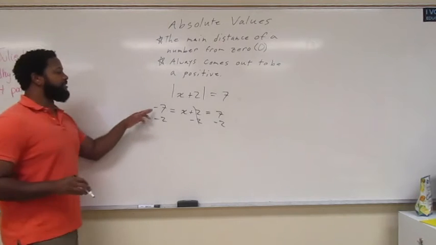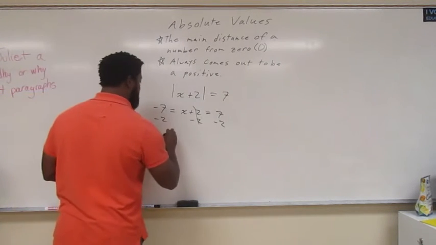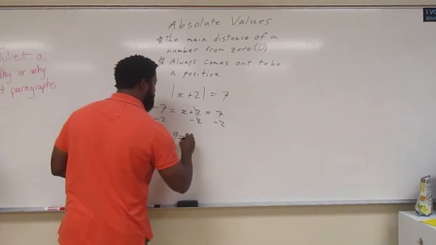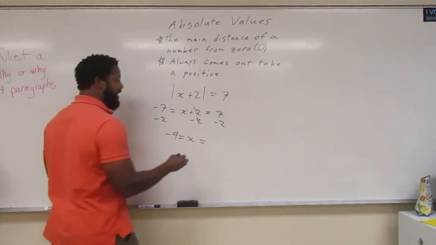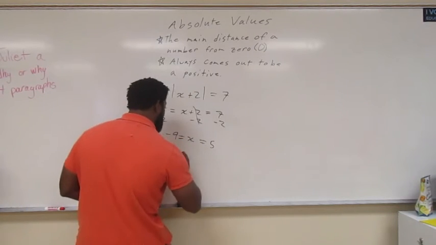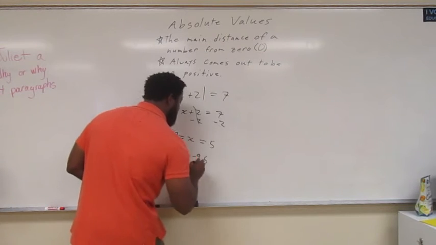What is -7 minus 2? -9. Okay, so we have -9 equal to x, and also, what is 7 minus 2? 5. Okay, so therefore x is equal to -9 and 5, okay?